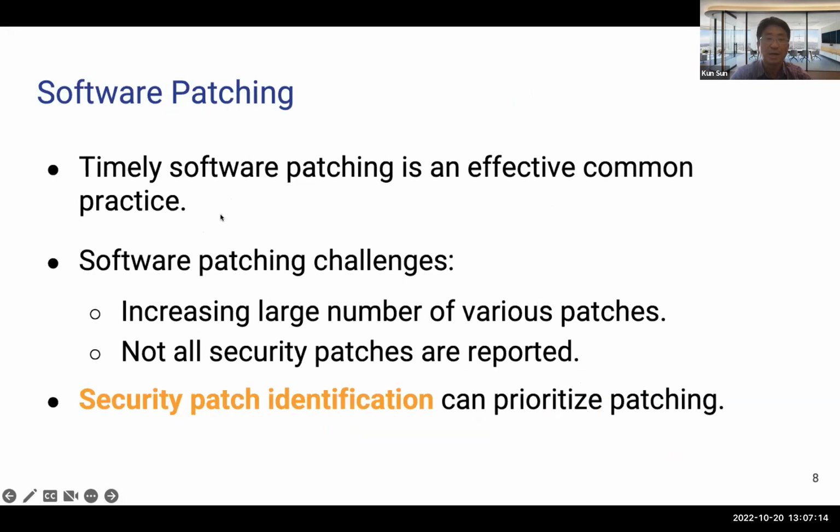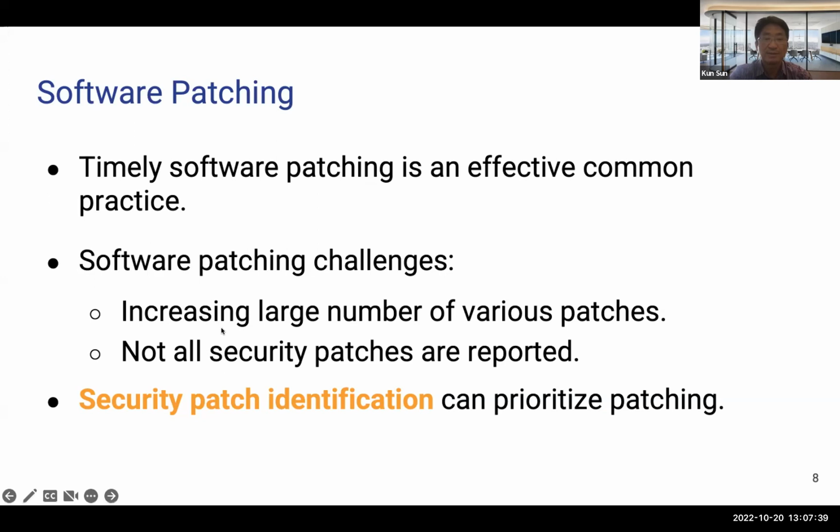So to solve this problem, the best practice is to timely patch the software. But here, there are two challenges. One challenge is that now daily there is a large number of various patches reported, including security patches and non-security patches. And how do we know which is a security patch?